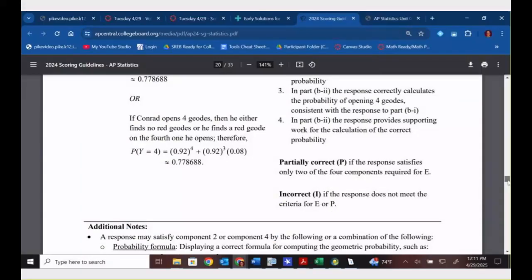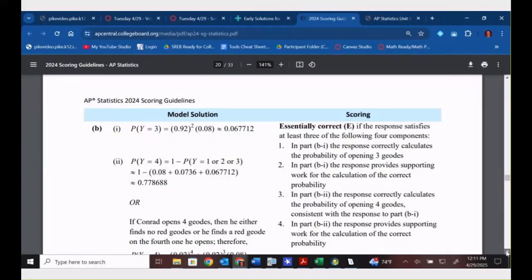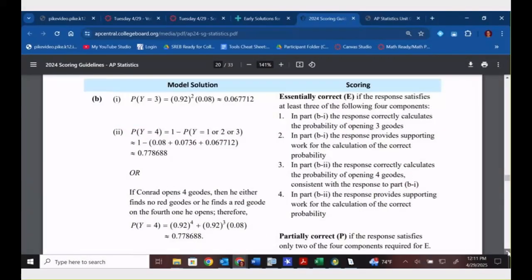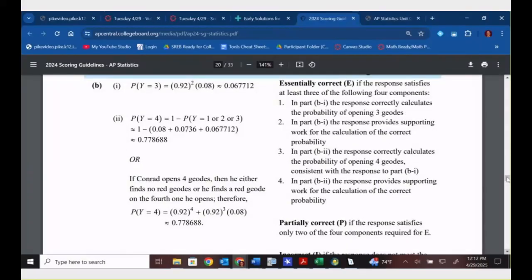In part B, once again, we have 4 components. In part BI, the response correctly calculates the probability of opening 3 geodes. This is how they calculated the probability of opening 3 geodes. In part BI, the response provides supporting work for the calculation of the correct probability. So showing the work is component 2, correct probability is component 1.